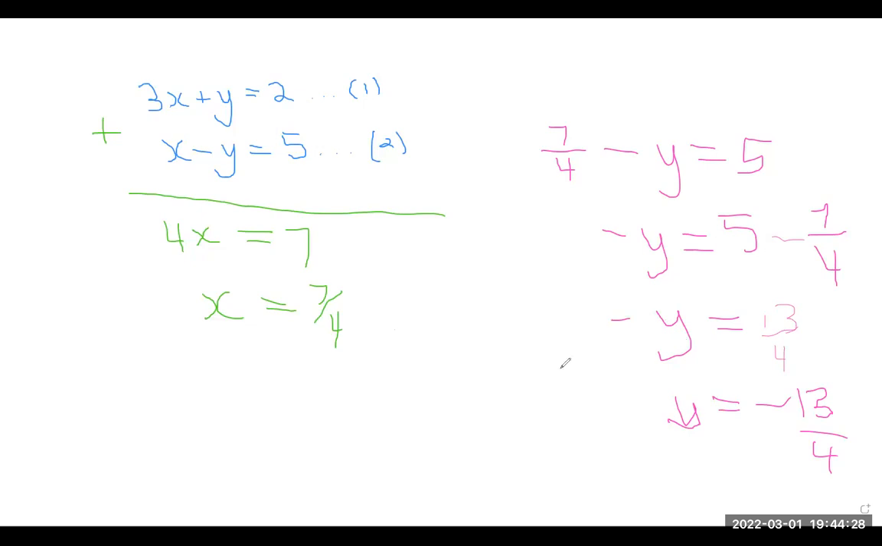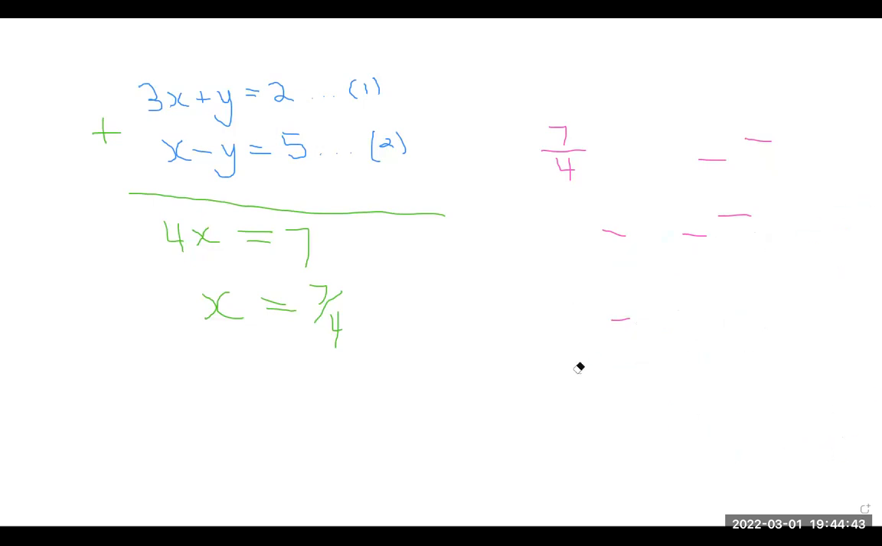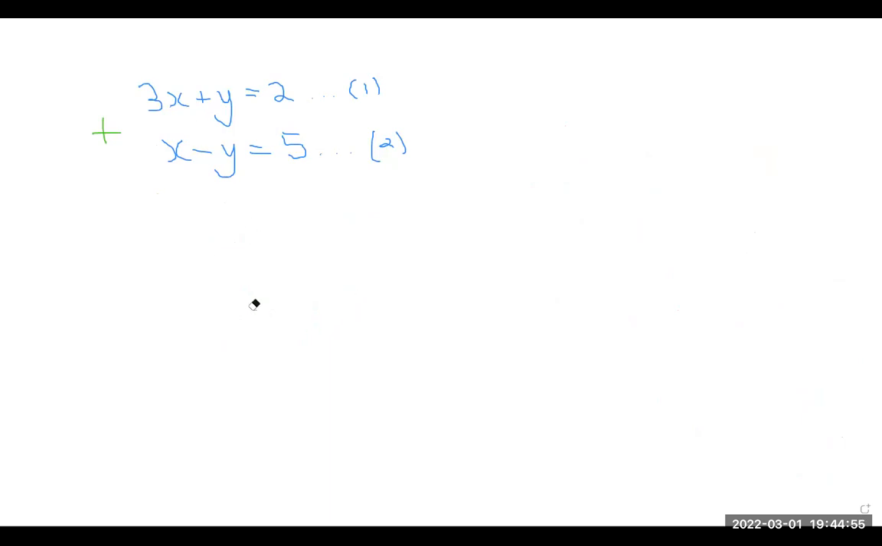So yeah, that's the elimination method. You realize you get the same values for x and y. x is 7 on 4, y is minus 13 on 4. But like I said, I just preferred to eliminate the y variable because I didn't really have to manipulate anything, right? But let's just say you wanted to get rid of the x in these two equations.